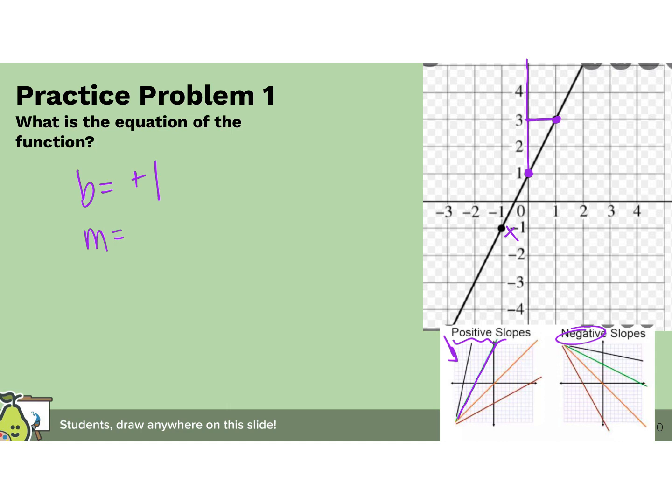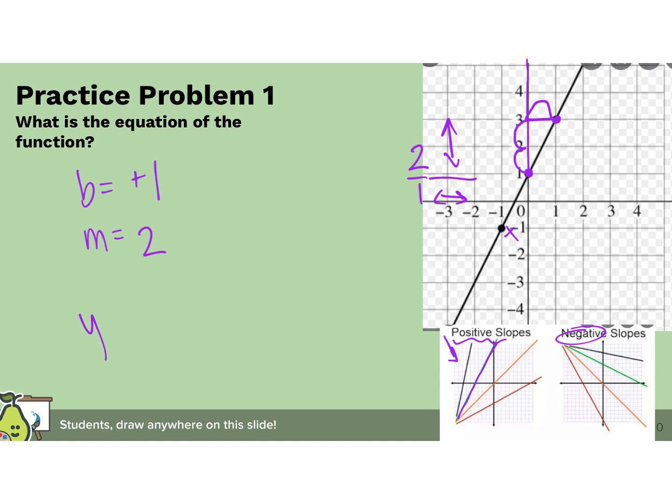So now it's rise, how far up or down over the run. So the rise is 1, 2, and I went up, so it's positive. And the run is just 1. So my slope is 2. You only want it to be a fraction when you're graphing. I don't need that 2 to be a fraction in my equation.